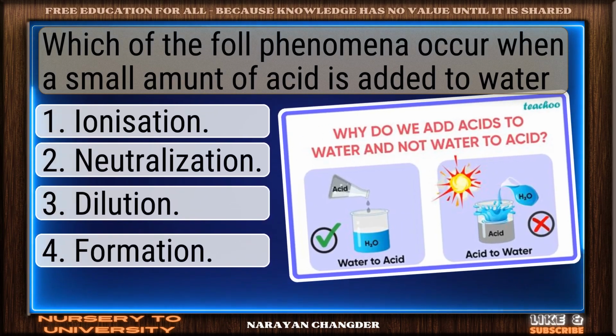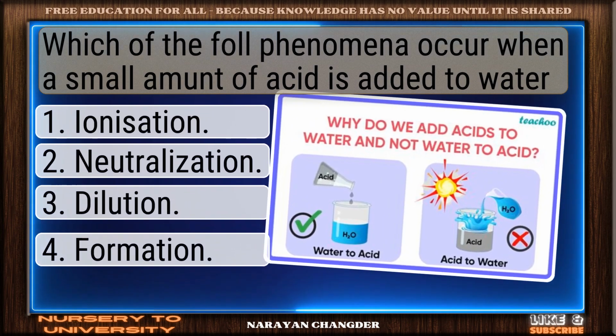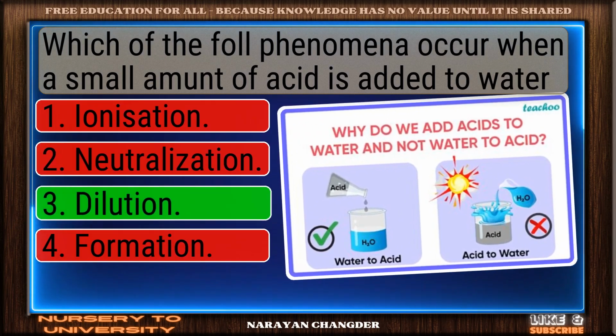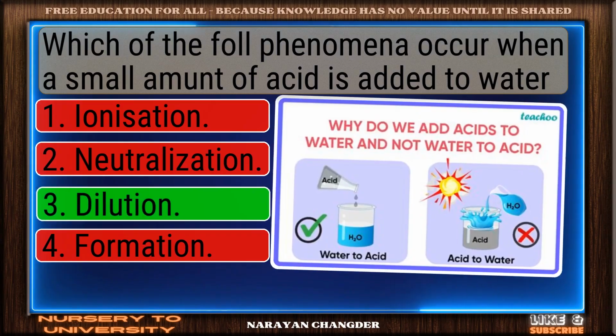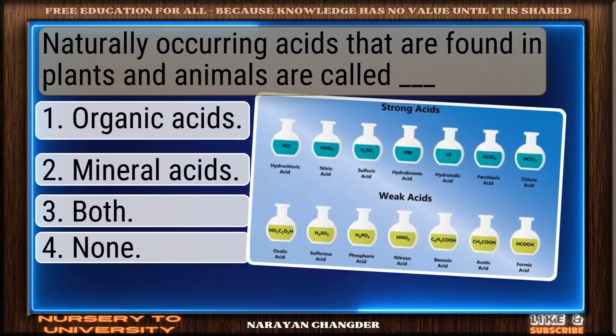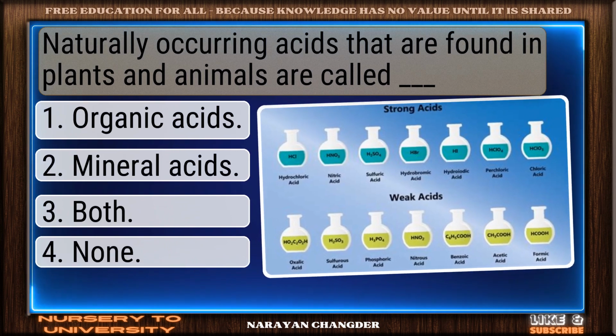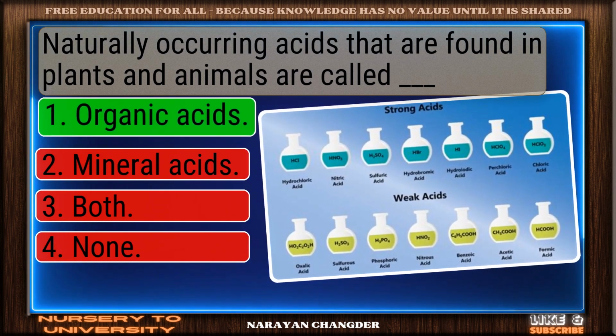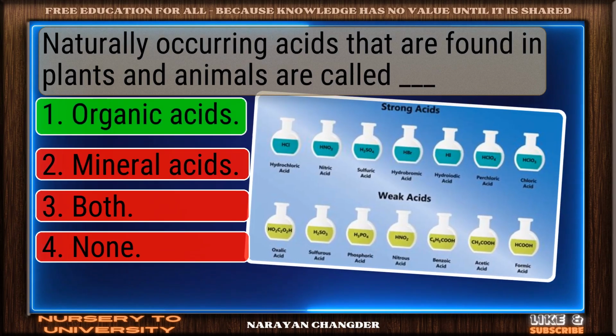Which of the following phenomena occur when a small amount of acid is added to water? Right choice. Dilution is best. Naturally occurring acids that are found in plants and animals are called dash. Correct. Organic acids is spot on.